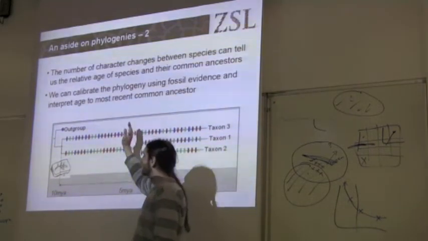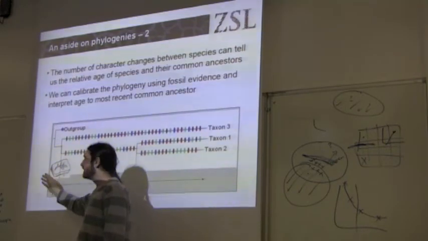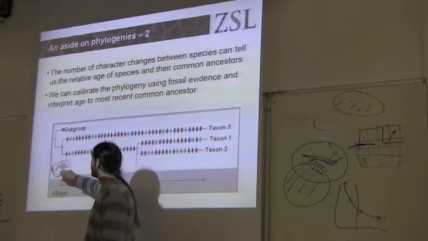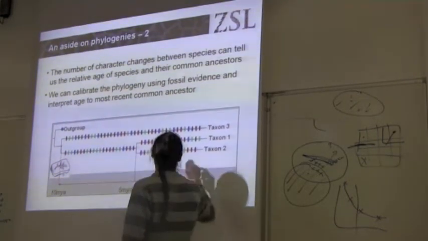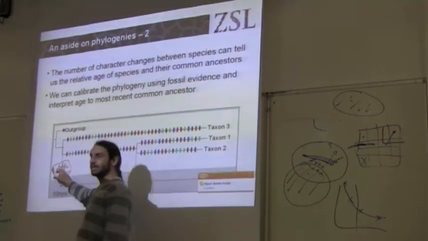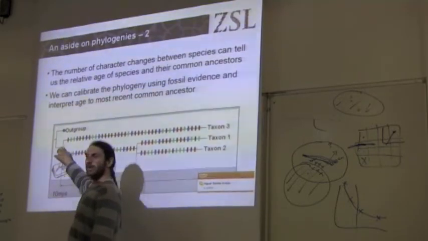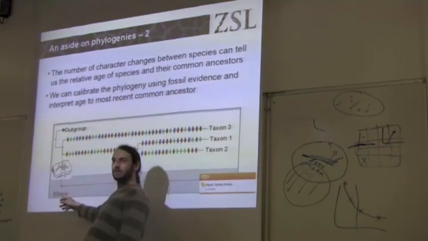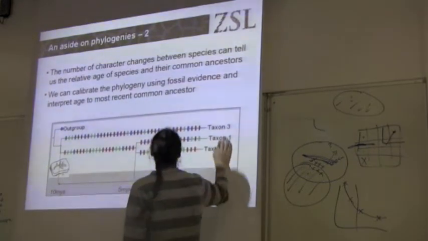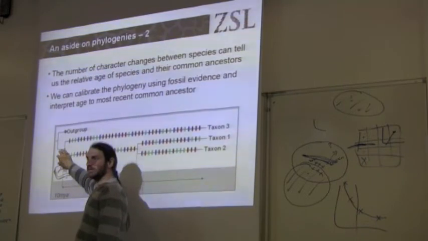And if we've got some method of calibrating this tree, if we've got evidence of a fossil that we can say, this is the common ancestor to these three species, and it first appears in the fossil record here, we can say this part of our tree is 10 million years old. Okay? The most recent common ancestor for these three species is 10 million years old.